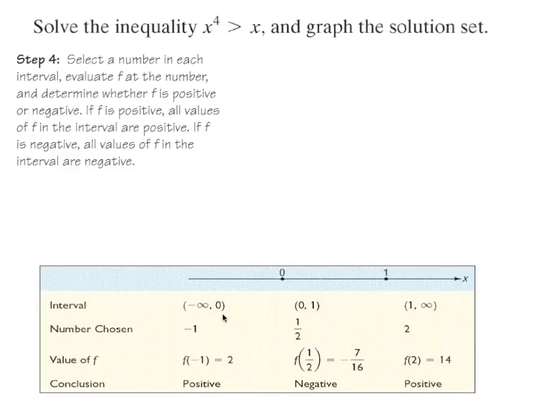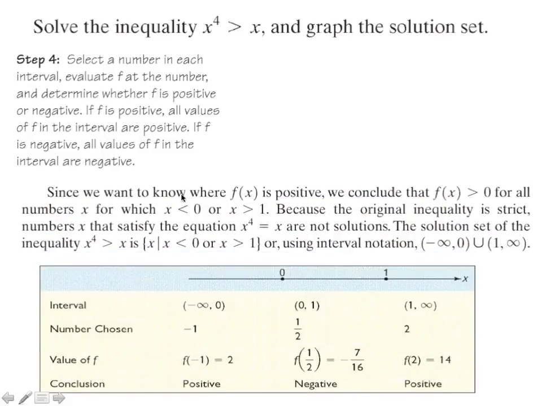So all we need to do is go back to our equation where we had everything on one side and 0 on the other, and figure out what x to the 4th minus x is. If you take negative 1 and plug it in there, you get 2, which is a positive number. If you take 1/2 and plug it in, you get negative 7 over 16. It's not very nice, and that's definitely negative. And then at 2, if you plug that in, you get 14, which is also positive.